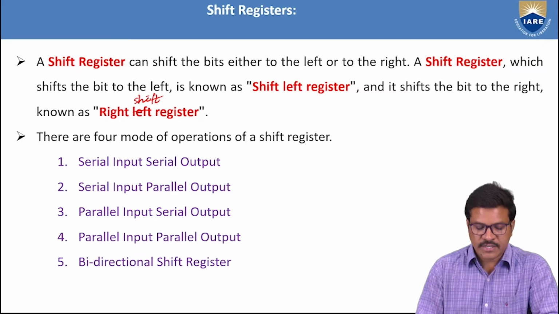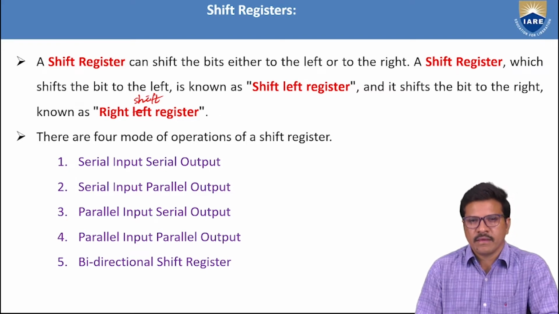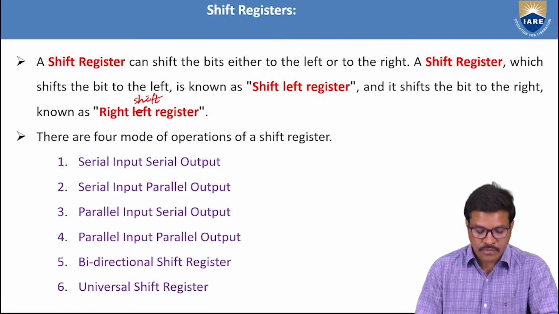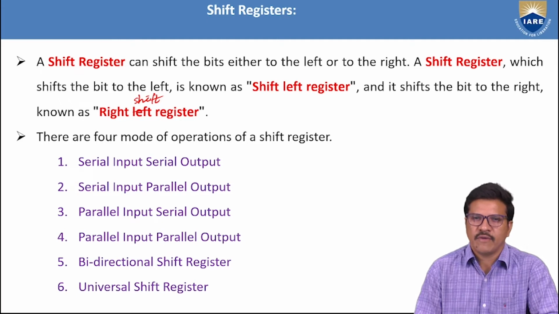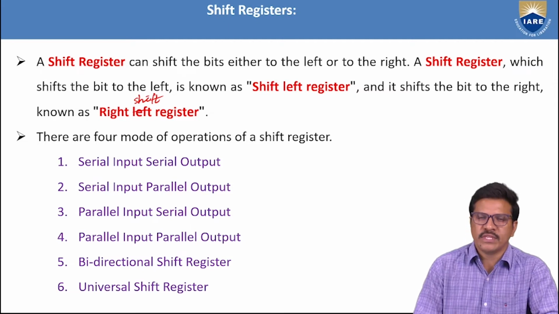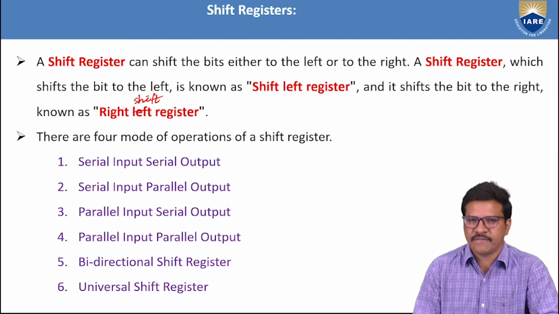And bidirectional shift register, which works in both directions to shift the data left to right or right to left. And a universal shift register, which can perform any mode of operation and also both shifts, left shift and right shift, so that we can call it a universal shift register.